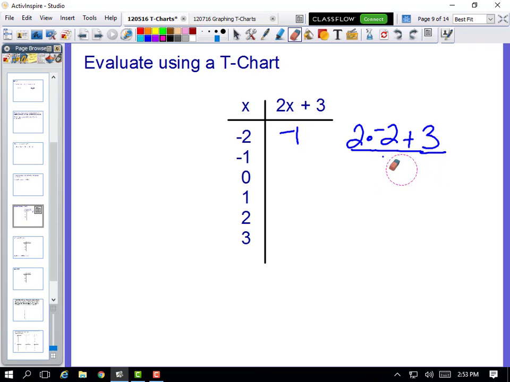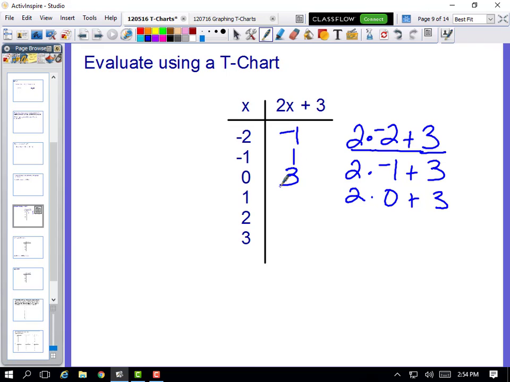Okay. So then our x value changes. It's now a negative 1. So we're going to do 2 times negative 1 plus 3. So 2 times negative 1 gives us negative 2. We're going to add 3 to that. So again, our signs are different, so we subtract and we end up with positive 1. Now our x value changes once again. It changes to a 0. So we have 2 times 0 plus 3. Well, 2 times 0 is 0, and then 0 plus 3 gives us 3.